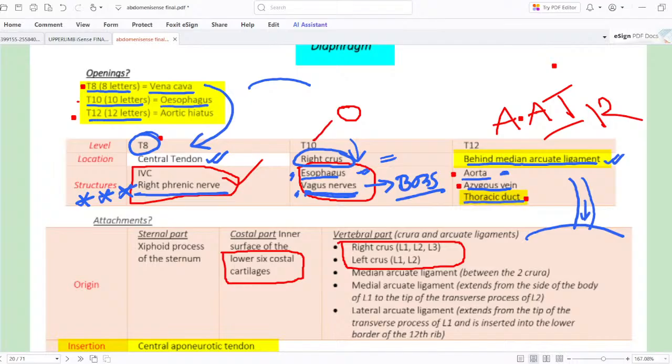Either they will ask from the aortic opening or the vena cava opening, but be 100% sure. One question will come from here. Descending thoracic aorta, azygous vein, and thoracic duct. I remember it like KAT 12, meaning T12 is their location. A for aorta and A for azygous. KAT 12.